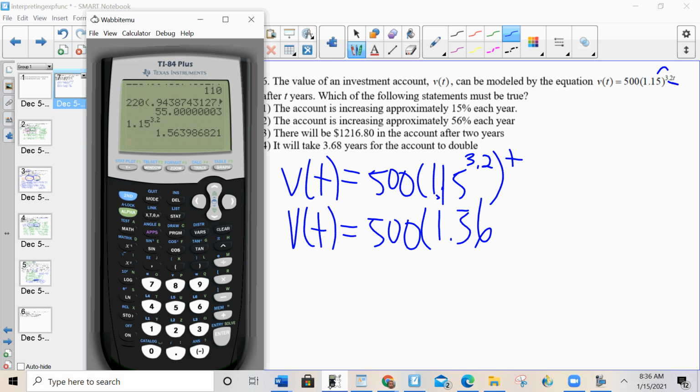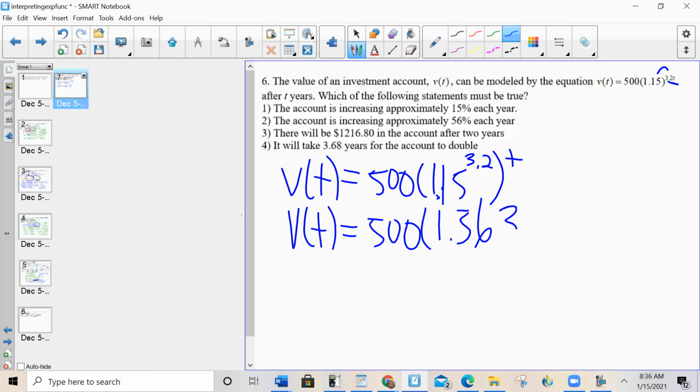So now that I have just t in the exponent, I'm prepared. I know that this is my initial or starting value. I know that this is my rate. So we're talking about the value of an investment account after t years. The account is increasing by approximately 15% each year. No, this is not 1 plus 0.15. This is 1 plus 0.56. It's increasing by about 56% each year, which is choice 2.